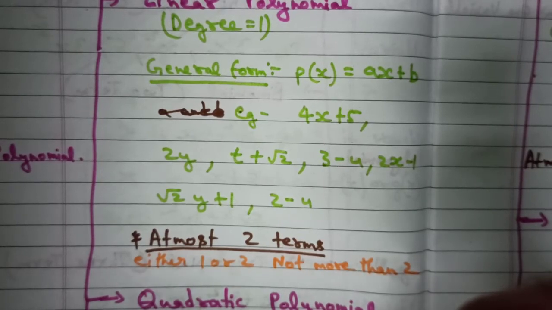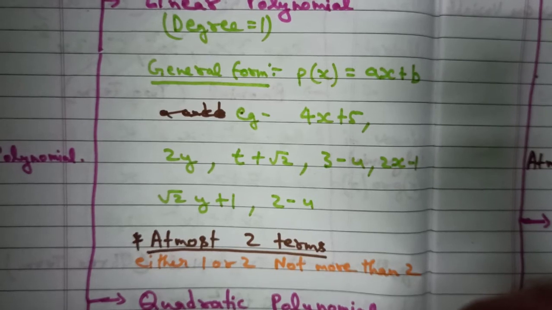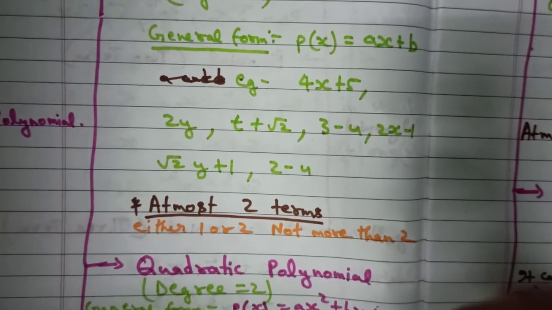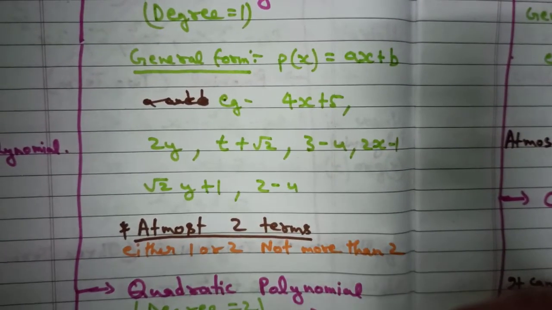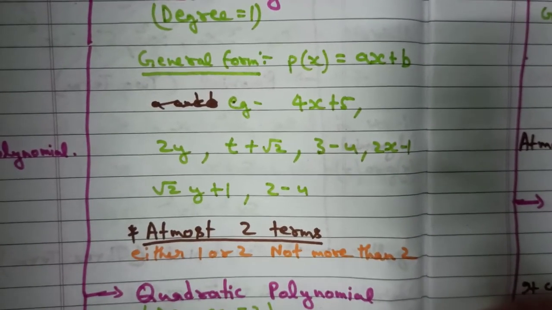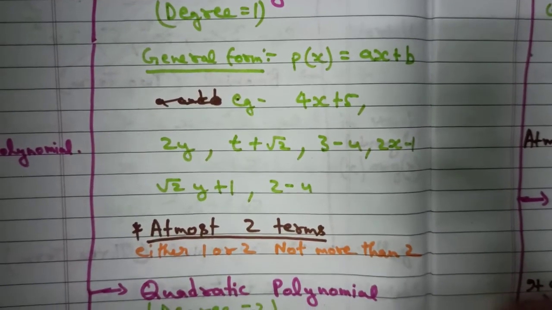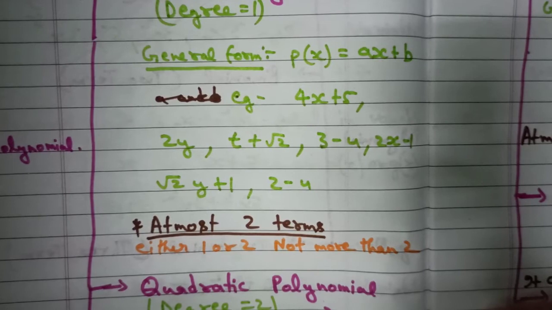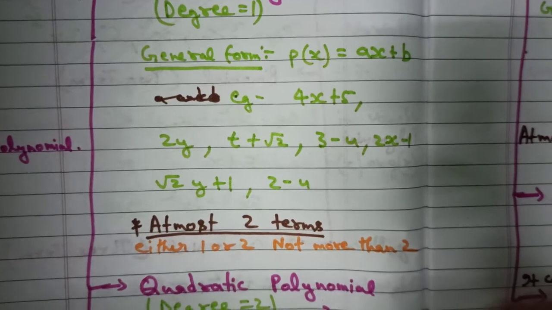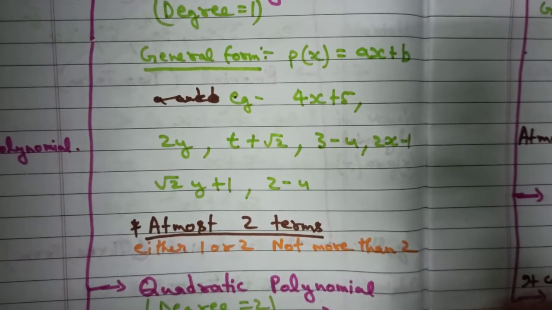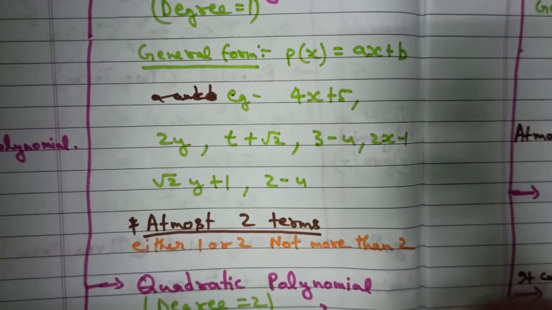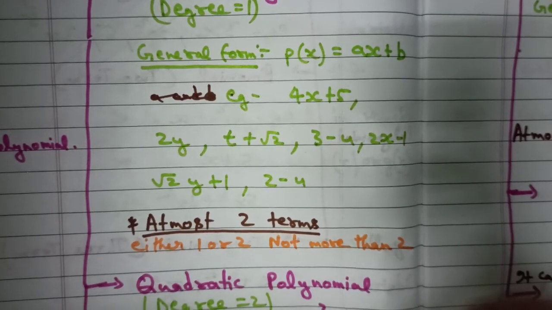A linear polynomial, that is a polynomial with degree 1, can have either one term or it can have two terms, but it can never have more than two terms. Remember, just before the classification I told you a polynomial of degree n can have maximum n plus 1 terms. So if our degree is equal to 1, then the maximum number of terms which a polynomial can have is n plus 1, that is 1 plus 1, equal to 2 terms. It can have maximum 2 terms, although it can have less than 2 terms also, but it can never have more than 2 terms.